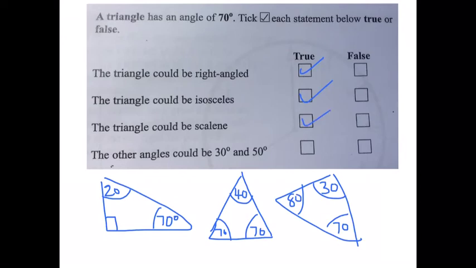And the last one, the other angles could be 30, 50 degrees. Well, we draw a triangle again. If you've got 70 and 50 and 30, well, they add up to 150. So that has to be false because the angles in a triangle must add up to 180.